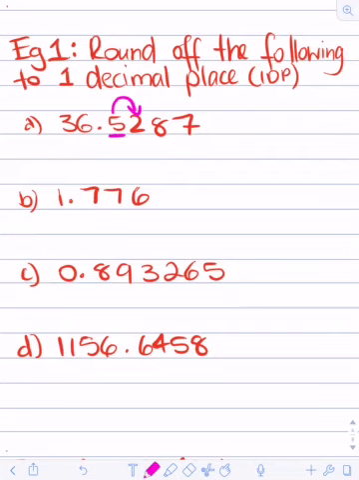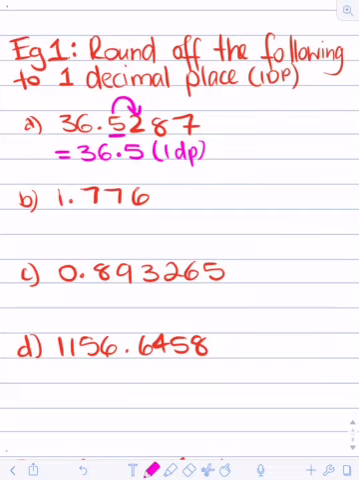36.5287. Is 36.52 closer to 50 or closer to 60? And we can see that it is closer to 50, so the answer is going to be 36.5, and in brackets, remember, 1 dp to indicate I've rounded off to one decimal place.